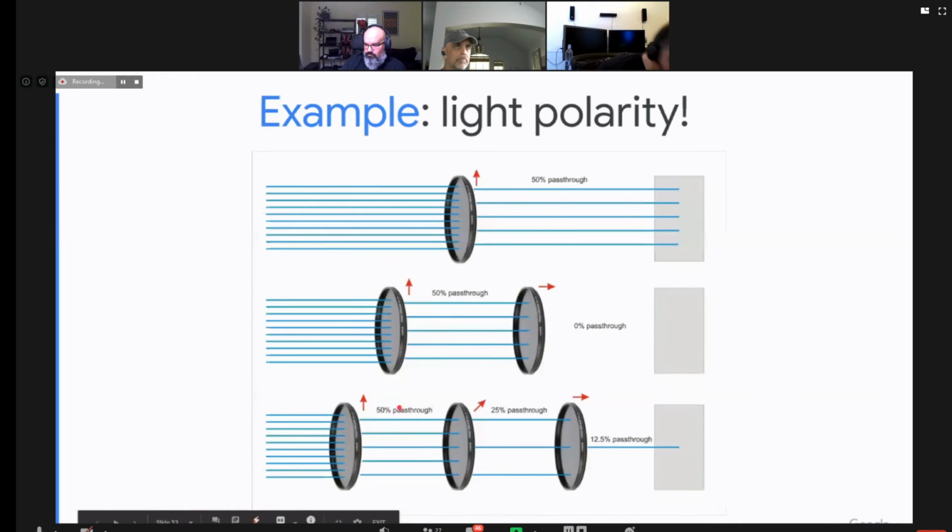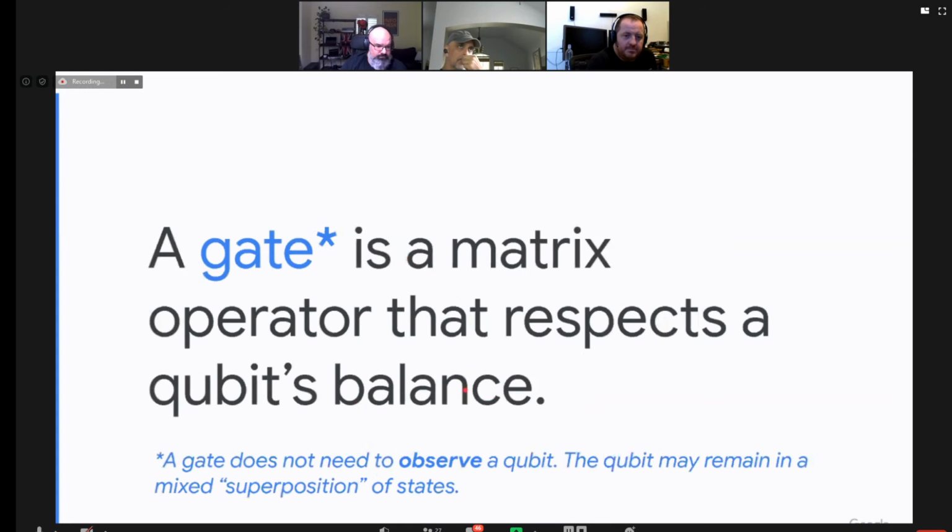If we ask the photon here, are you polarized vertically? The photon would say, yes, I am. If you asked the photon here, are you polarized vertically? The photon would say, maybe I am, maybe I'm not. It's a 50-50 chance.